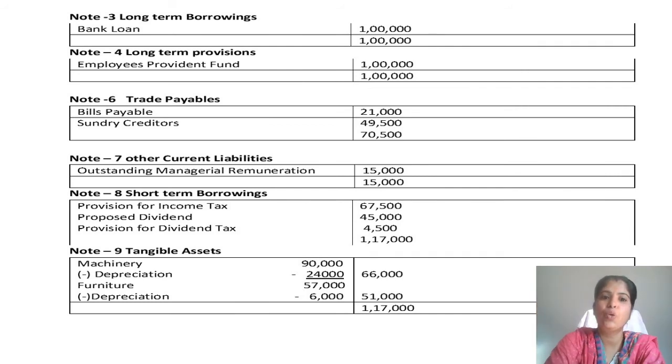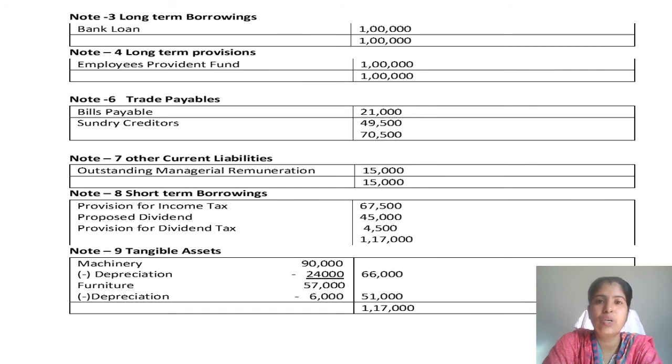Next is note number 7, other current liabilities, that is your outstanding managerial remuneration of 15,000. This was already calculated in relation to the profit and loss statement. For the profit and loss statement, we were supposed to charge 10% of 1,50,000. So we got 15,000 as managerial remuneration. This is considered as outstanding managerial remuneration, which will be included in note number 7, other current liabilities.